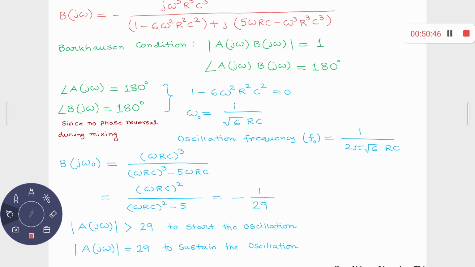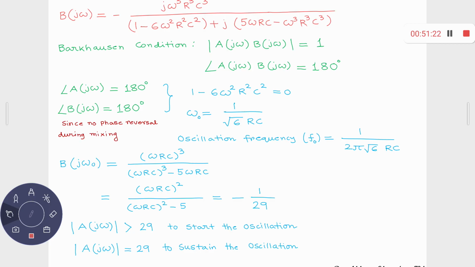The amplifier amplifies this, and this feedback network, as you have observed, gives a gain equal to minus 1 by 29 only at one particular frequency. What is that frequency? Omega is equal to 1 by root 6 RC. For example, if I assume that R is equal to 1 kilo ohm and C is equal to 1 microfarad, then if you plug in those values, you will find some oscillation frequency in hertz.